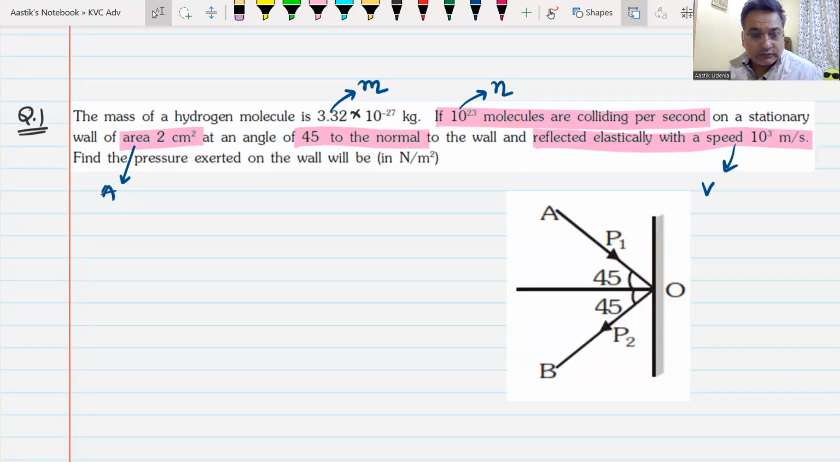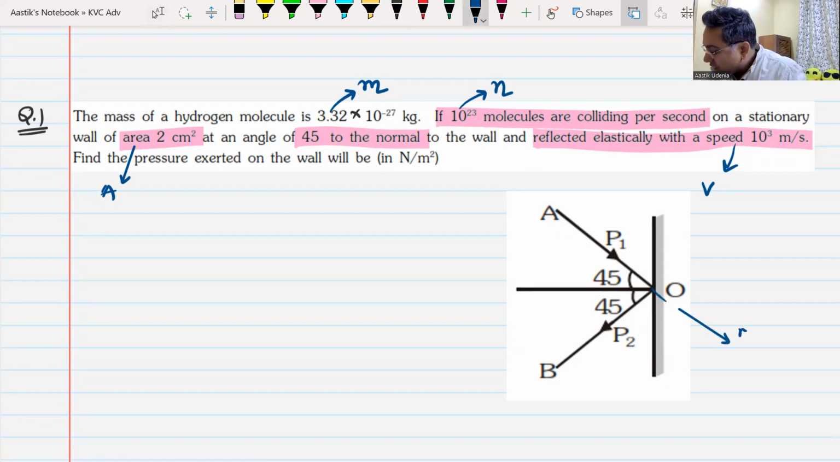Sir, the answer is m into n into v by a in meter square into cos 45 degrees. Yes, that is correct. This is the initial momentum. Initial momentum, if you draw like this, is m into v, and this is the final momentum, m into v. You have to find the change in momentum. Momentum is only changing along the x-axis, yes or no?